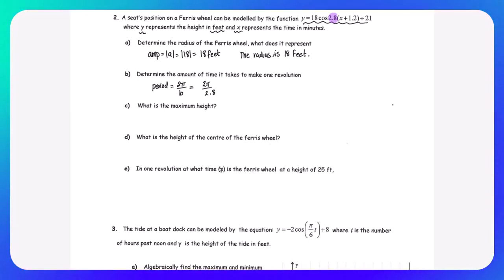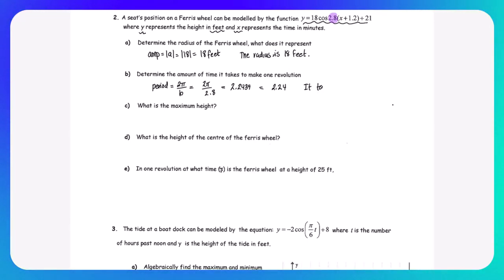Put that in the calculator, and that is 2.24399. But let's round this one. It doesn't say. Let's round it to the nearest hundredth. Let's just get creative here. So that's 2.24. So how long does it take? It takes 2.24, and the units for time is minutes, to make one revolution.